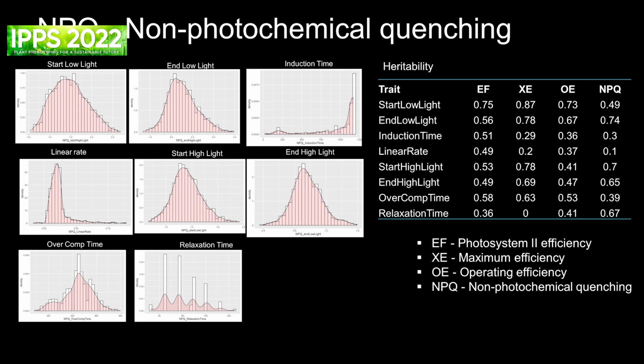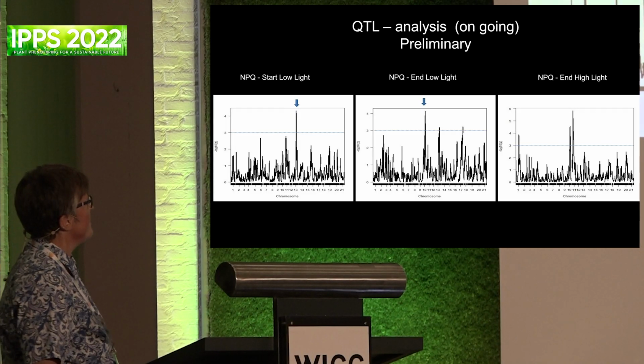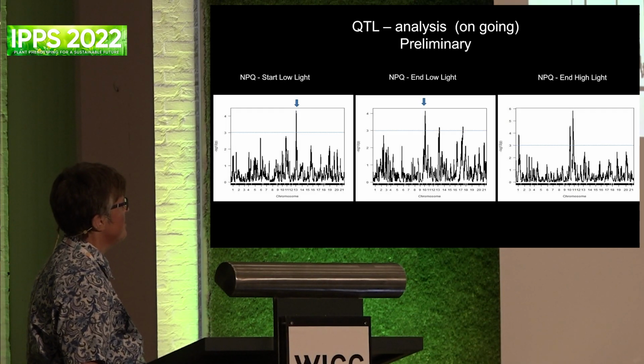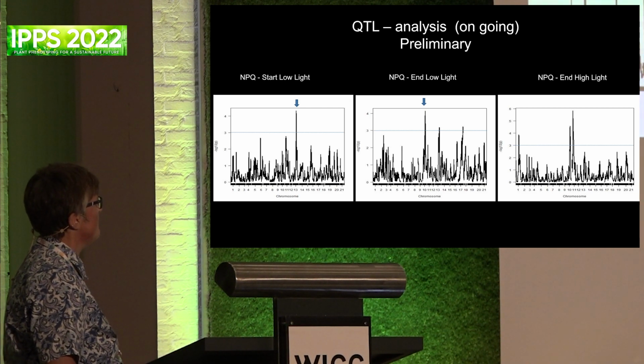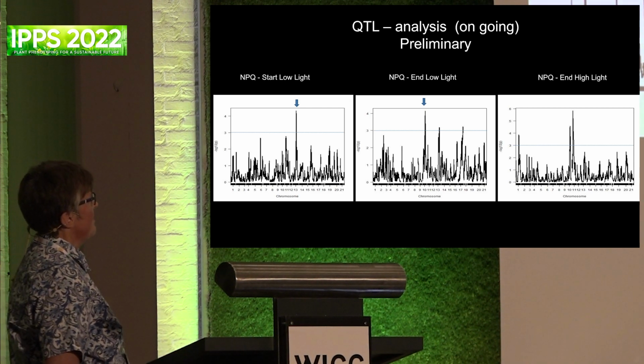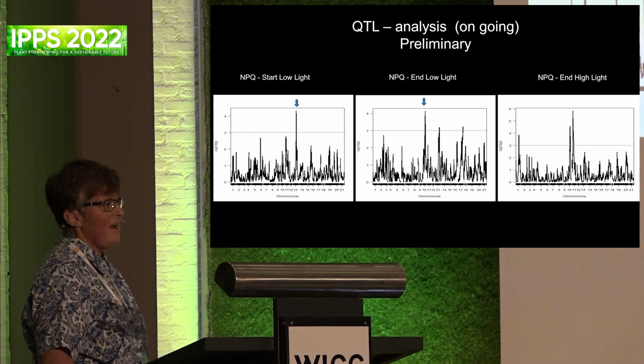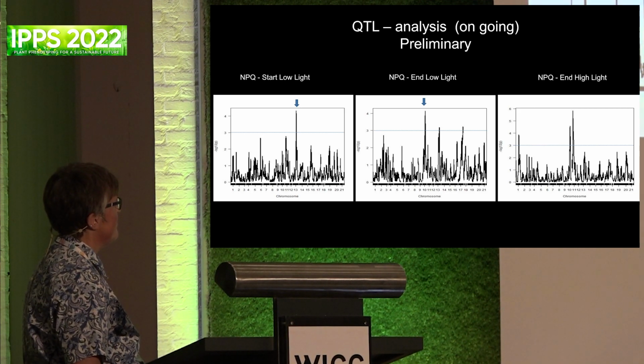And there's quite high heritability in some of these traits. So we start to explore these as we have done with the other traits, and some potential QTLs are starting to pull out. But this is really preliminary data and needs a lot more analysis to go forward. So that's our real high throughput, or semi-high throughput, gas exchange to look at photosynthetic traits.